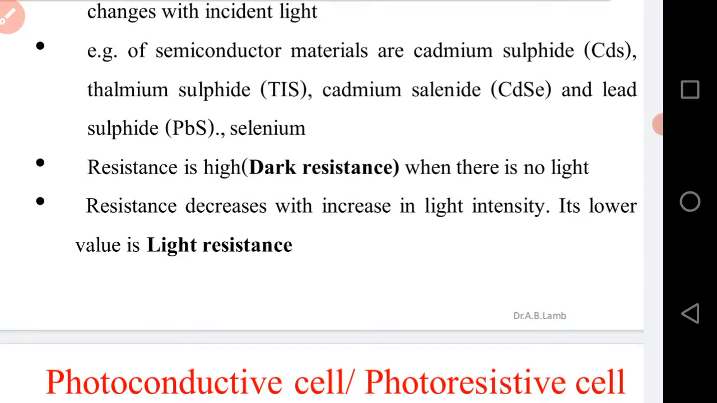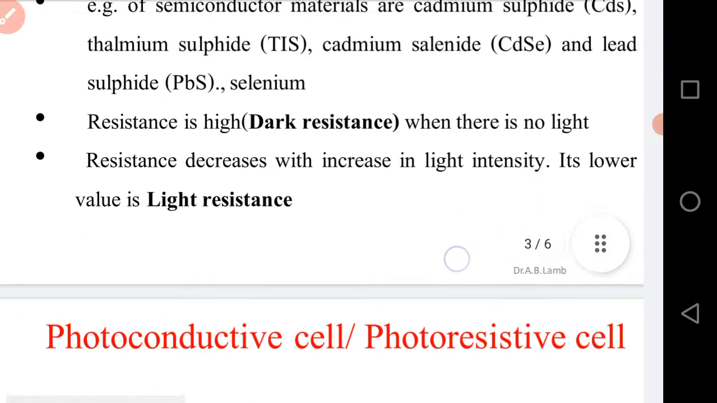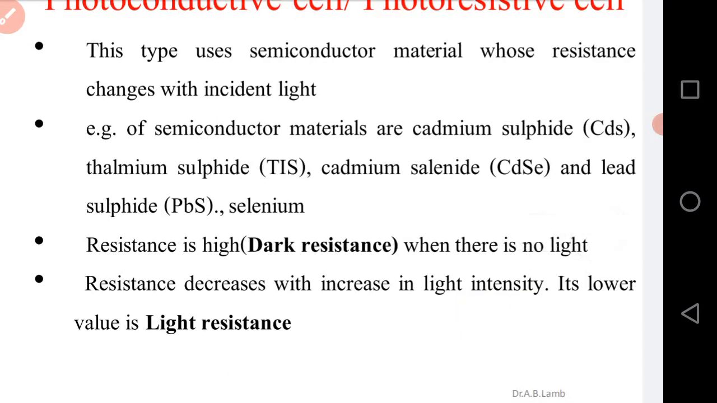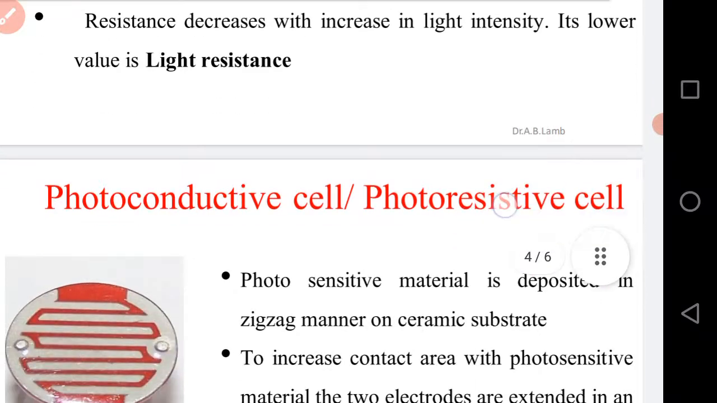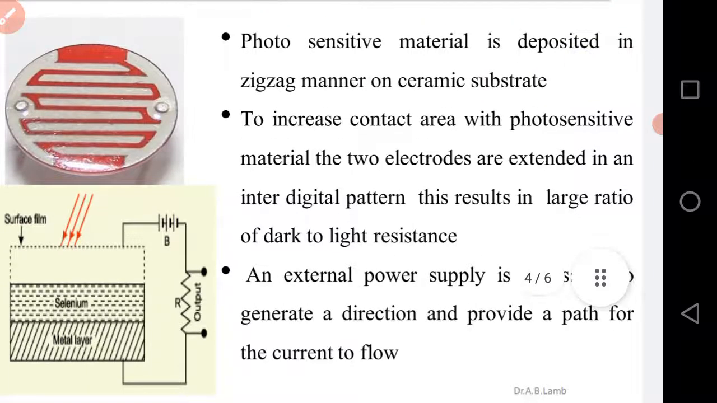When they are not exposed to light, their resistance is very high, which is called dark resistance. And when they are exposed to light, the current increases because the number of electrons will increase. They take the kinetic energy from the light and break some covalent bonds, and there is an increase in the electrons. And when you apply a battery to the material, there will be a flow of electrons and current. So an external power supply is required to give the direction or path to the current.